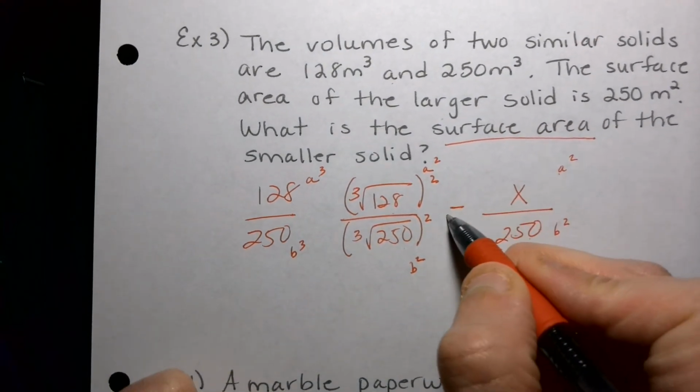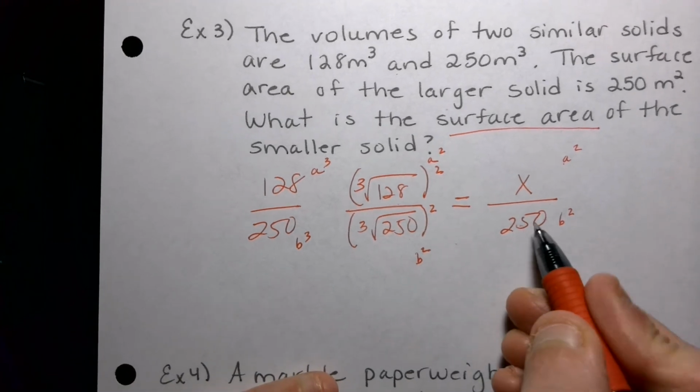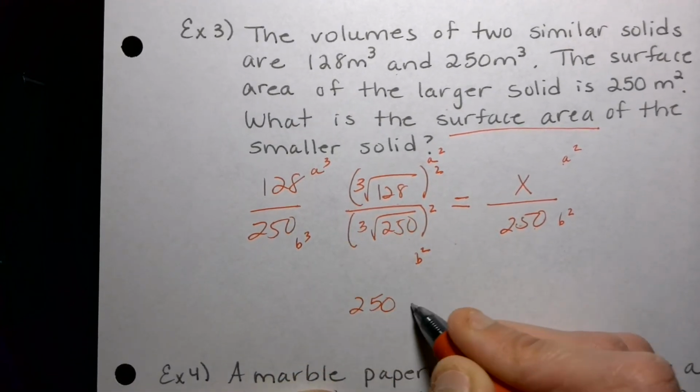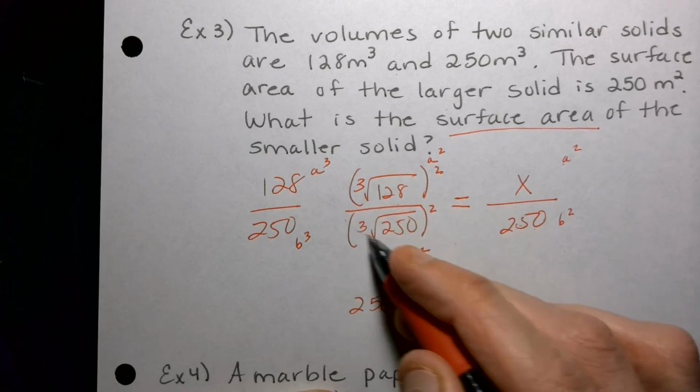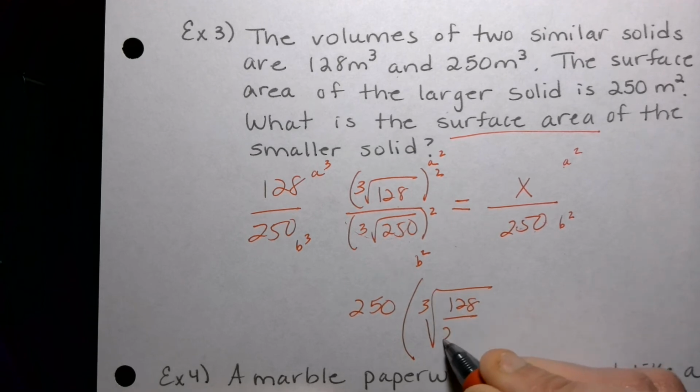This is a little tricky, isn't it? So those are now equal. We now have a proportion. So now I'm going to multiply and solve and multiply this over here. So I have 250 times this whole thing. So you can do it this way too. You can do it all under 1.